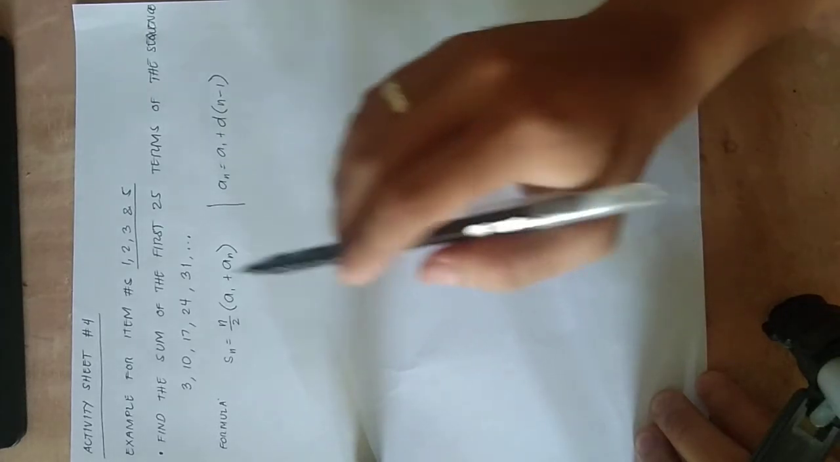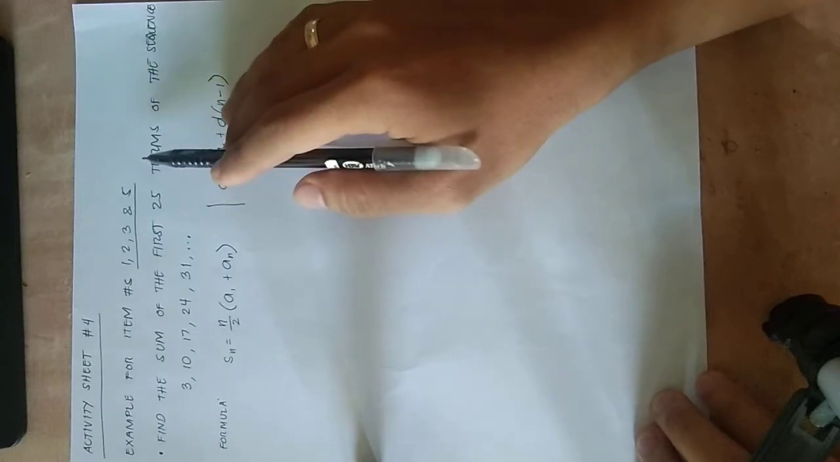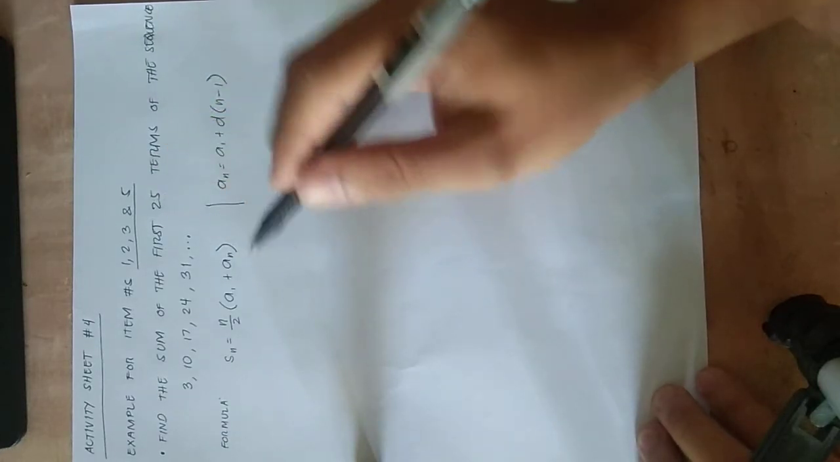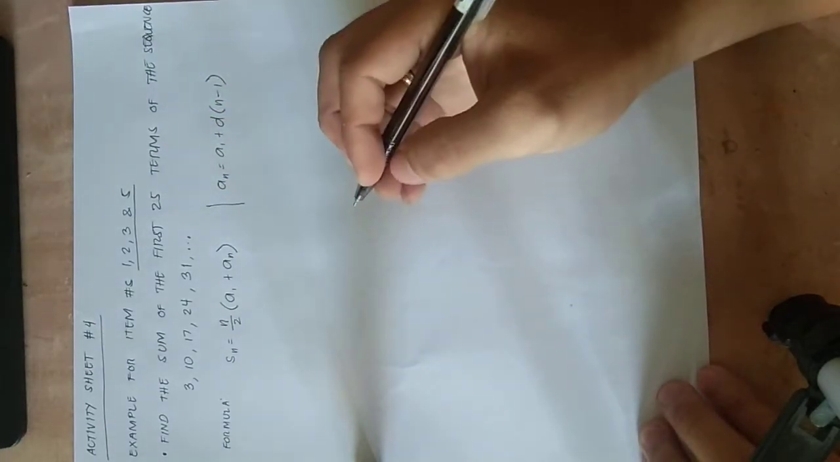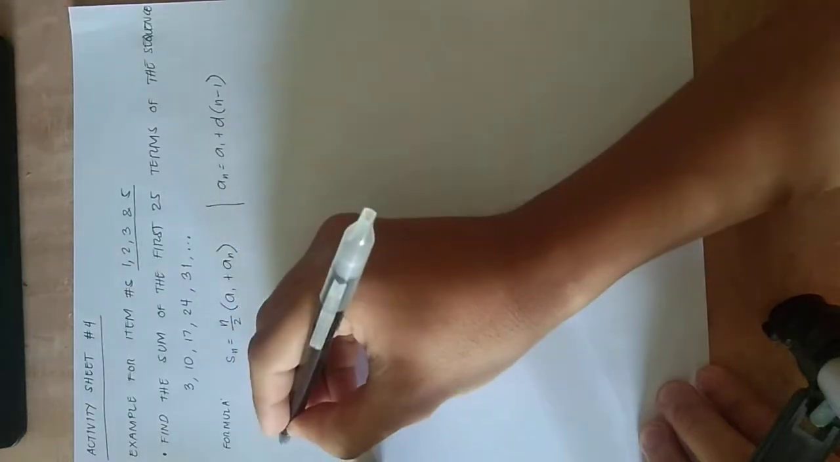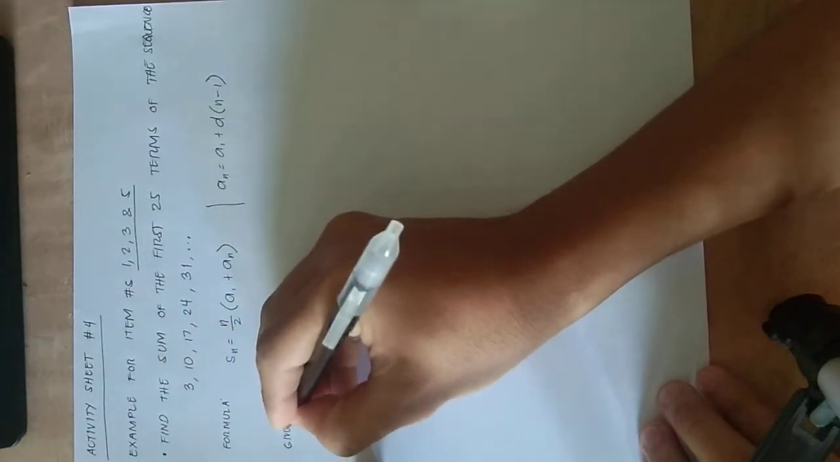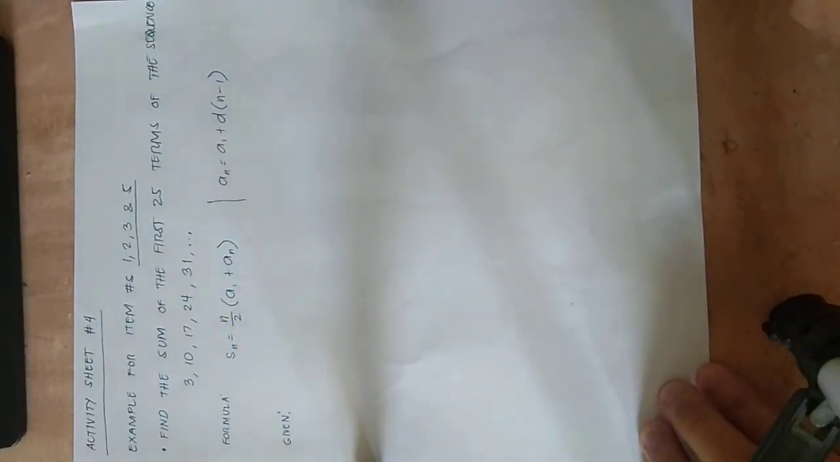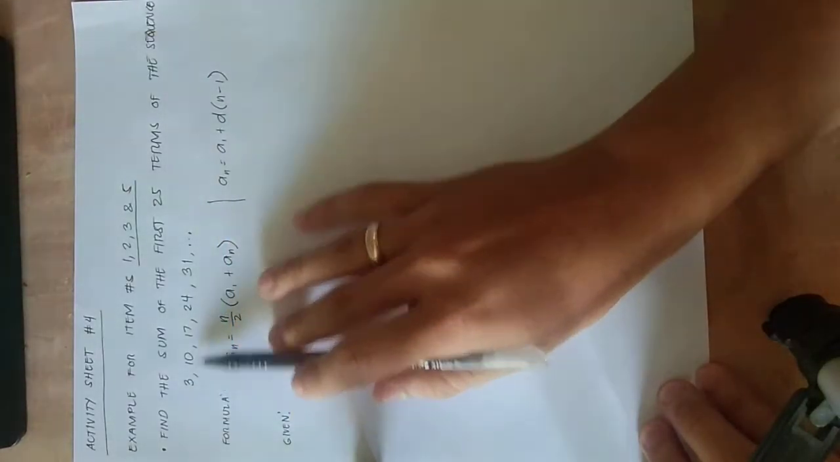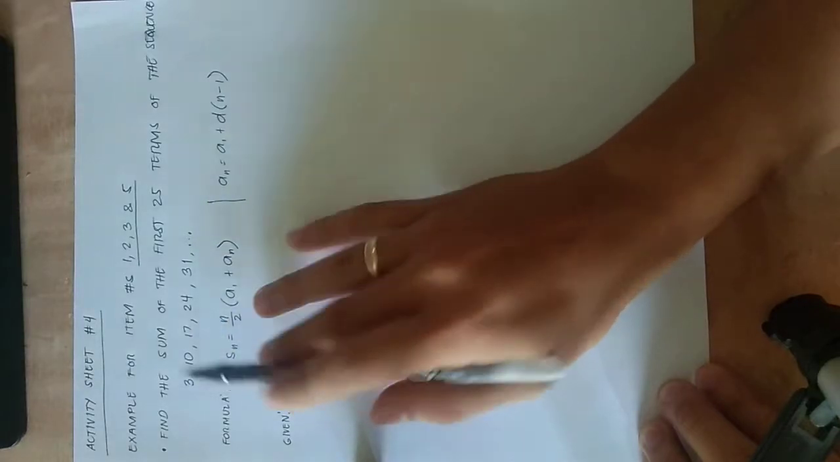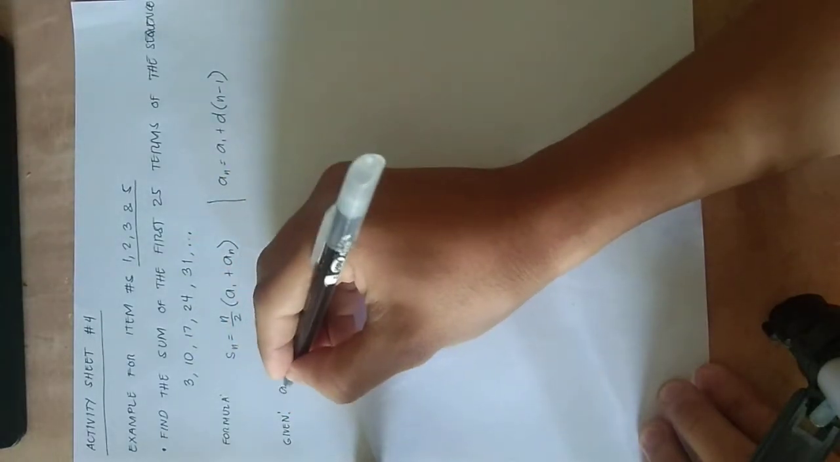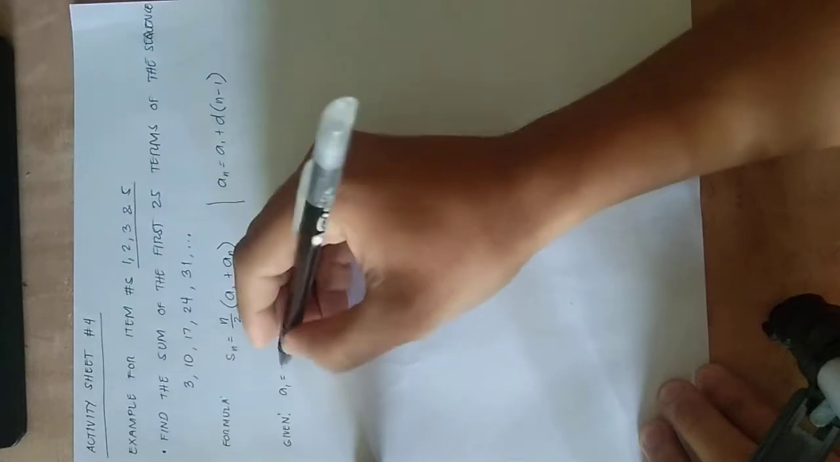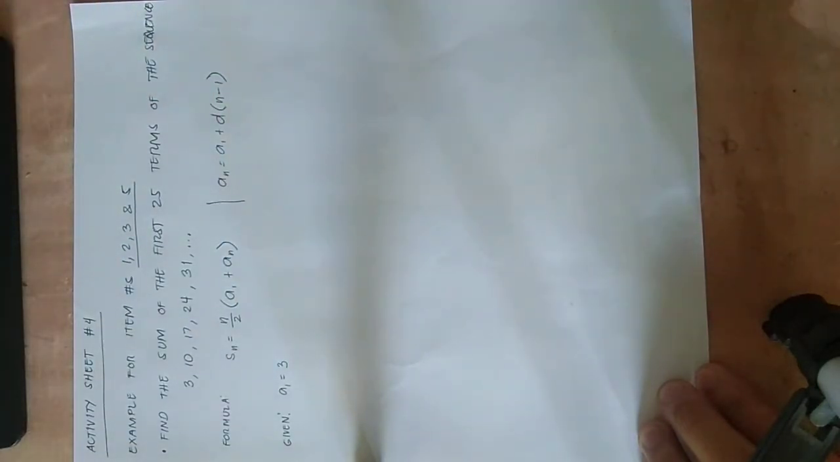So to start solving this problem, the first thing that you're going to do is to identify the givens of this problem. Let's start with the a sub 1, or the first term. What is the first term of this sequence? It is 3. So the a sub 1 is positive 3.